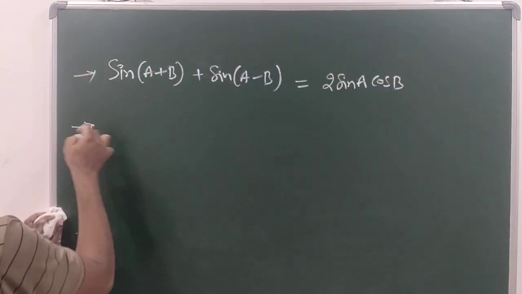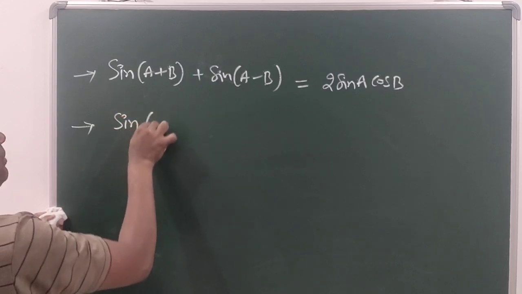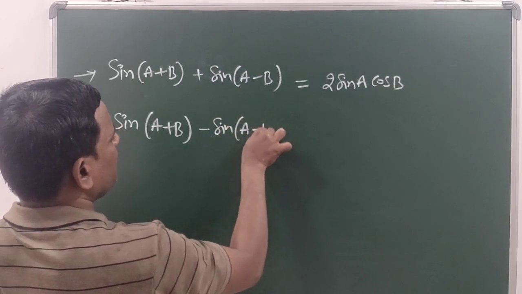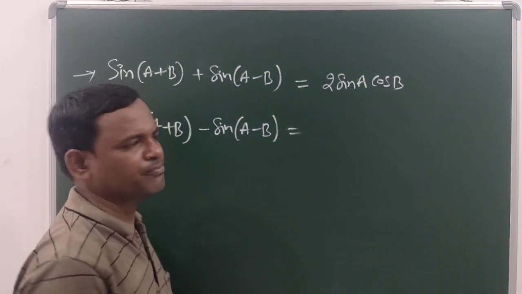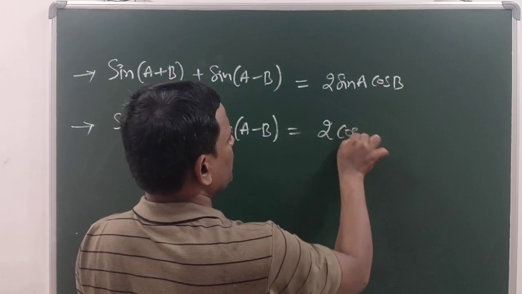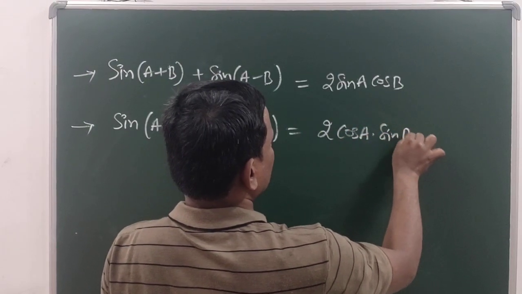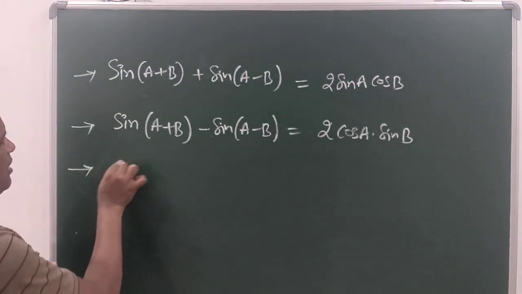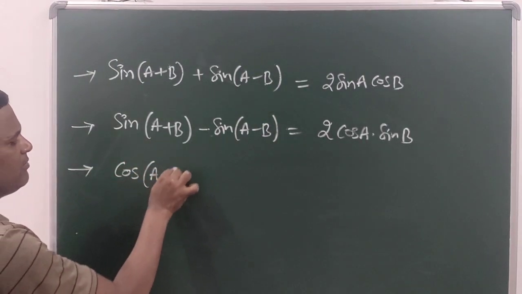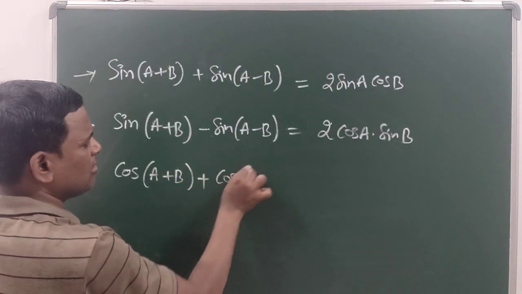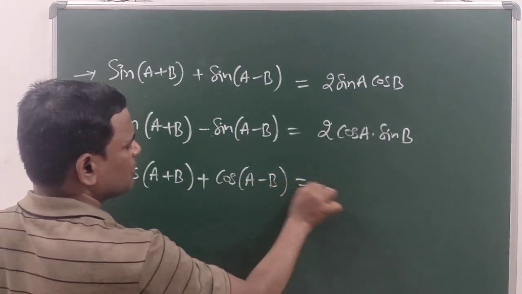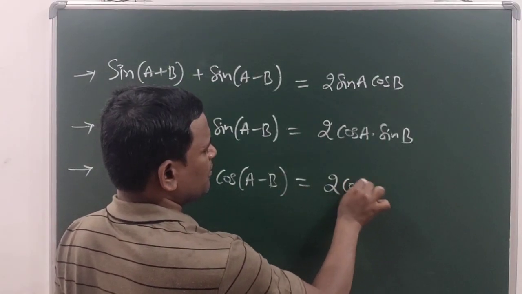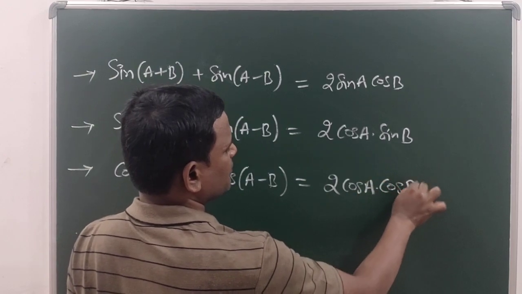Yes, next. Sine of A plus B minus sine of A minus B. Now which is equal to? Tell me, students. 2 cos A sin B. Right, next. Cos A plus B plus cos A minus B. Now which is equal to? Yes, tell me, students. 2 cos A cos B.